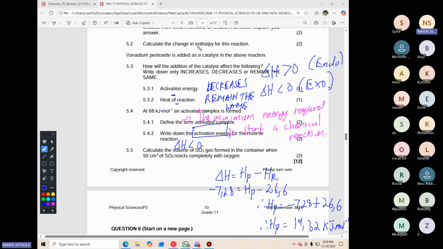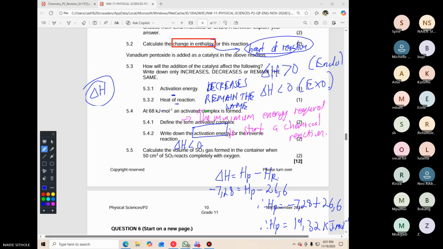Enthalpy, guys, this is heat of reaction. They can say enthalpy, they can say heat of reaction. Change in enthalpy or heat of reaction. It's still that same thing, delta H, heat of reaction. So, get used to the way questions in the exam are asked.